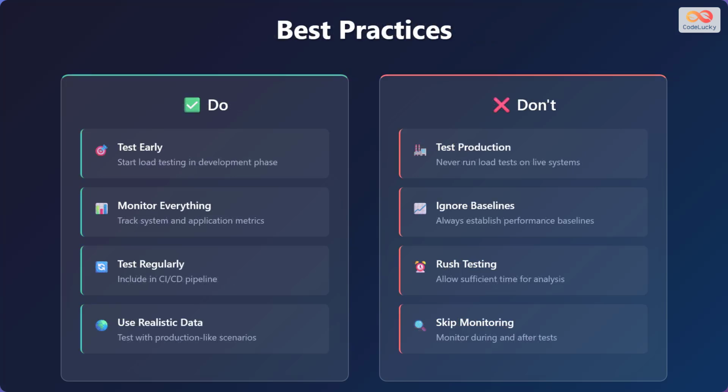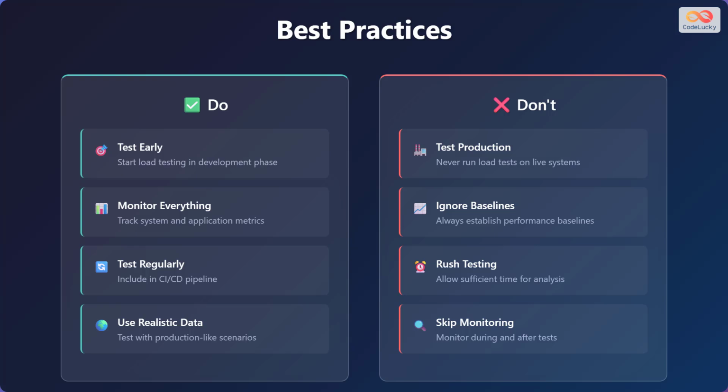To get the most out of load testing, it's important to follow some best practices. Do test early by starting load testing in the development phase. Do monitor everything, tracking both system and application metrics. Do test regularly, including load testing in your continuous integration and continuous delivery pipeline. And do use realistic data, testing with production-like scenarios to get the most accurate results.